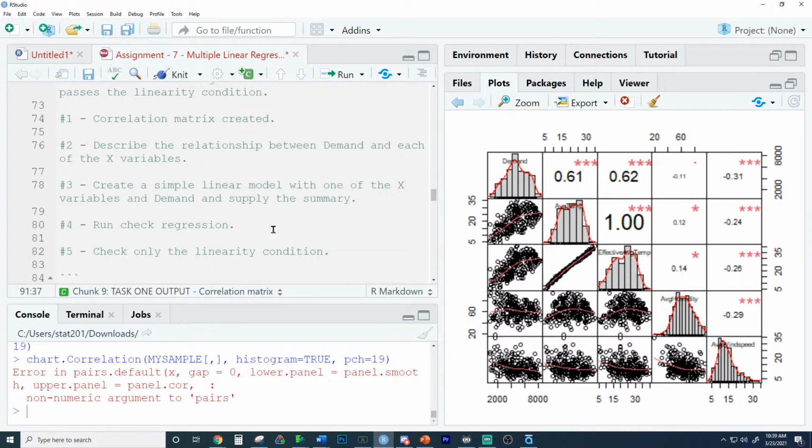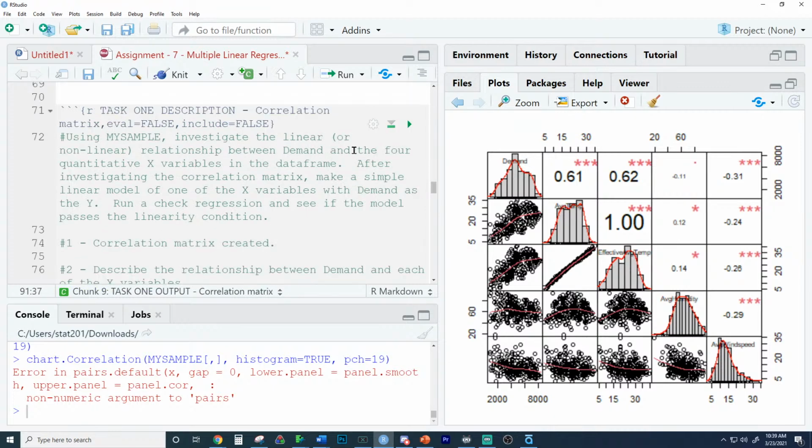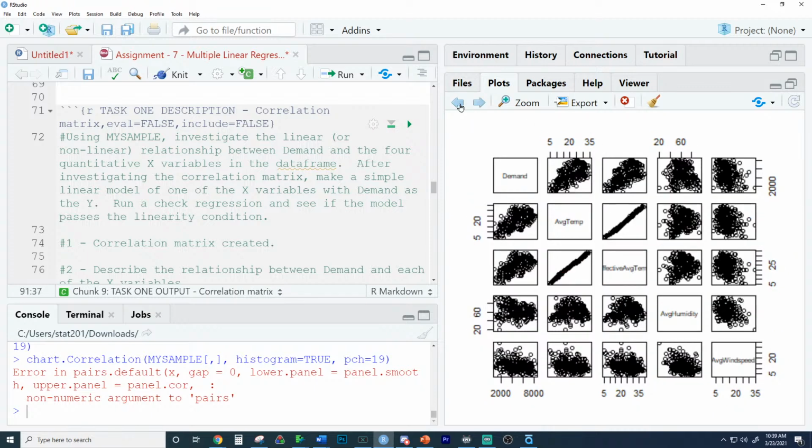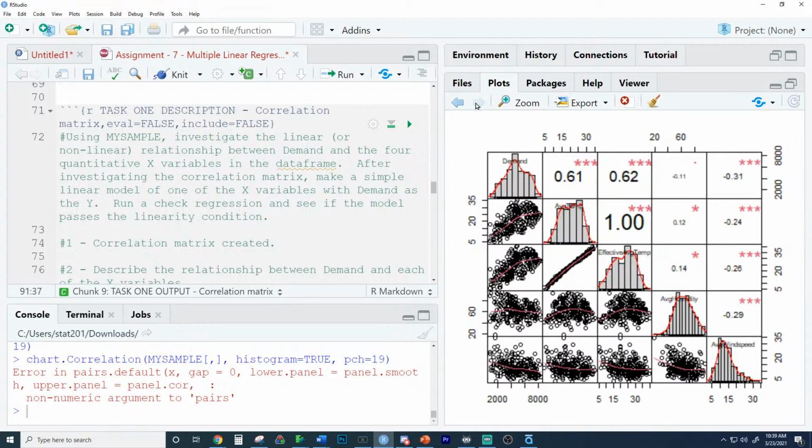You make sure to have demand in there because the task is to investigate the linearity or non-linearity relationship between demand and the 4 quantitative X's in the data frame. Yep, 1, 2, 3, 4. I have made it pretty clear that you're only using the quantitative X's, so I think we can take off some points if people don't do it. Also, it's in the video right now. So is this pretty clear, that you need to make either one of these graphics only between the 4 quantitative X's? And we've basically done it.